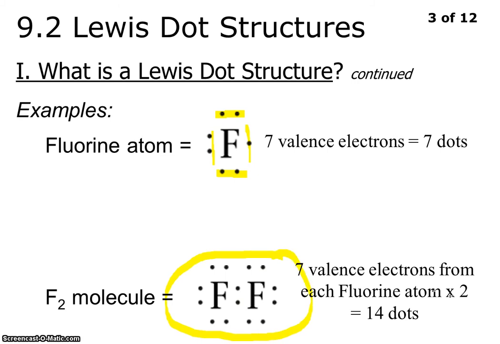In the F2 molecule, there are 7 valence electrons for each atom. So 7 times 2 means we can use a total of 14 dots in our Lewis dot structure. When we arrange them in such a way, we find that there are 2 electrons that go in the middle. That makes up the covalent bond. And now we have 1, 2, 3, 4, 5, 6 non-bonding pairs of electrons. So there are 6 non-bonding pairs and 1 bonding pair.